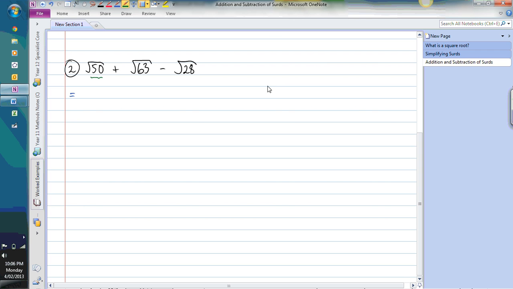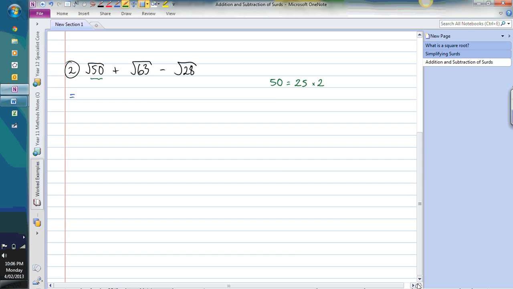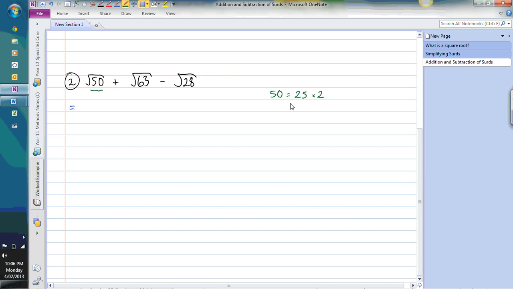square root of 50, and we'll take 50 and think about what we can split it up into. And the one that stands out to me, obviously, is that 50 is 25 times 2. And the reason that stands out to me is that 25 is another one of my square numbers, which is on the other page. 25 is 5 times 5.